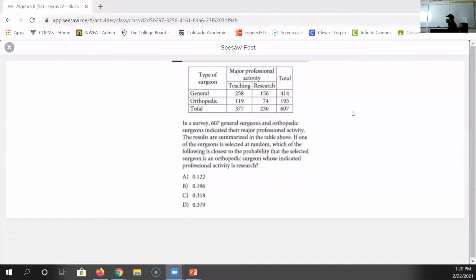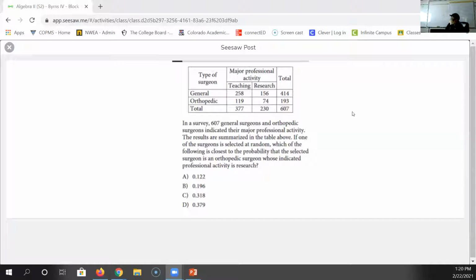On the bell work, it says in a survey of 607 general surgeons and orthopedic surgeons indicated their major professional activity. The results are summarized in the table above. If one of the surgeons is selected at random, which of the following is closest to the probability that the selected surgeon is an orthopedic surgeon whose professional activity is research?